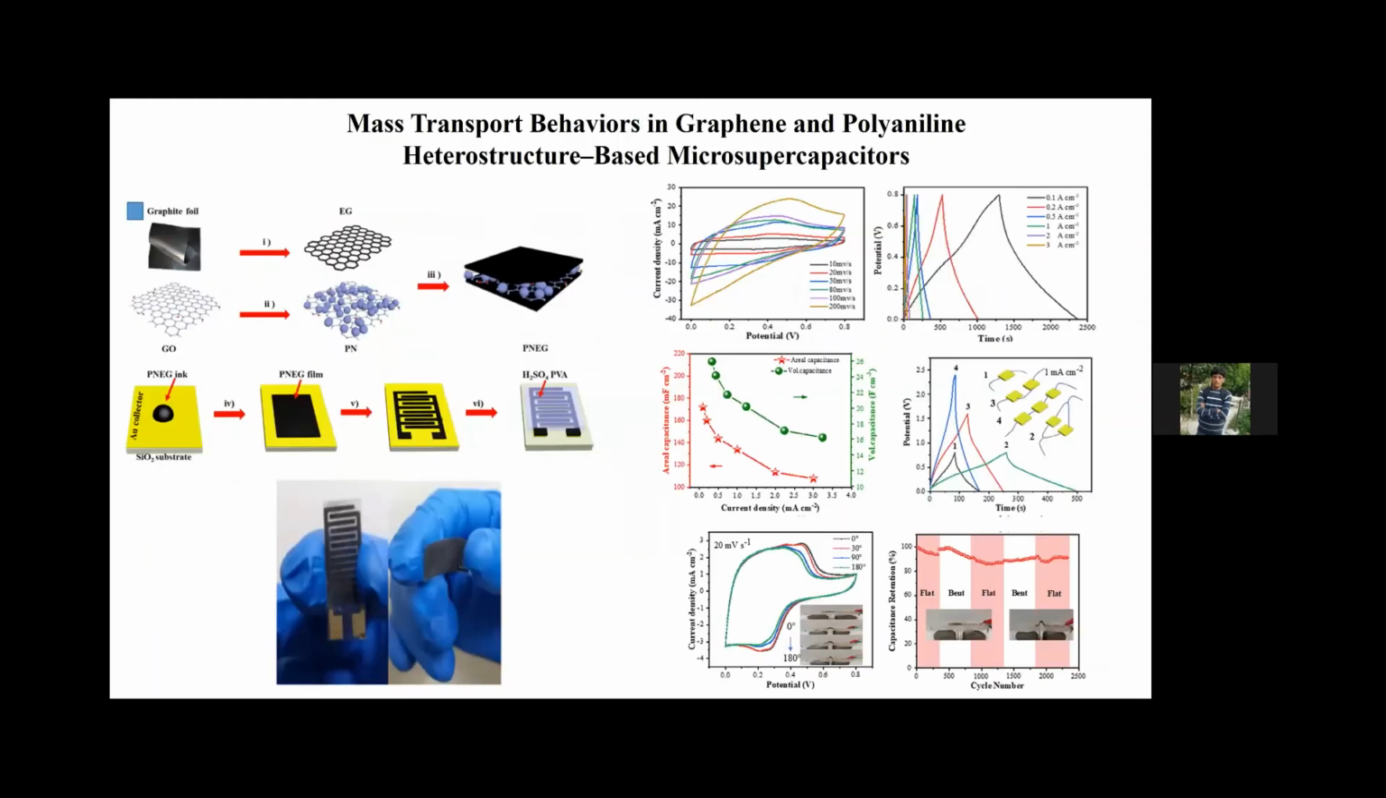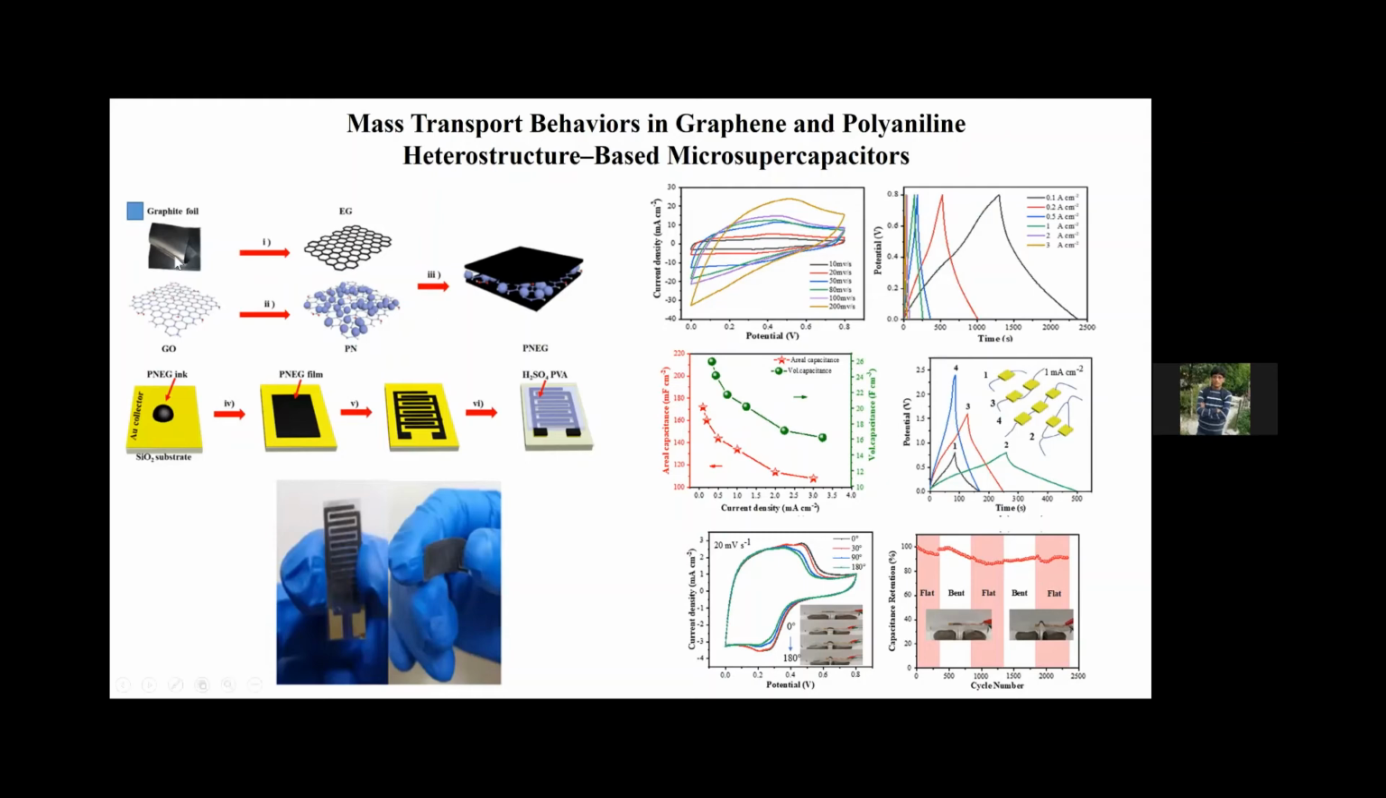Here is one example of the planar devices. And as we can see here, they use the graphene and the polyaniline heterostructure base. Generally, planar devices are very small in structure, so that's why it is called the micro supercapacitor, because we can make very small supercapacitor devices. So how do they make the planar devices of the graphene and the polyaniline base?